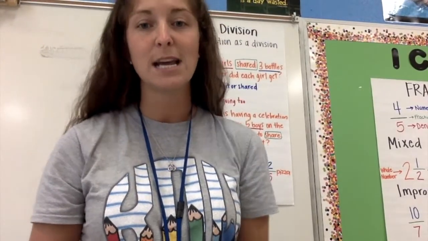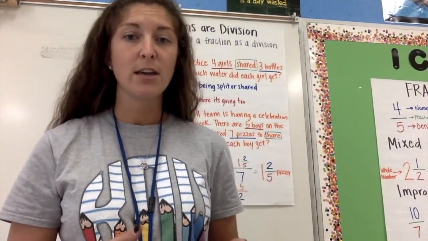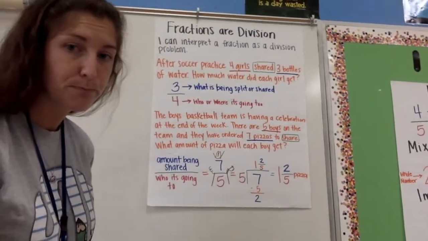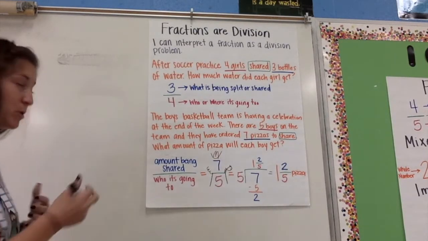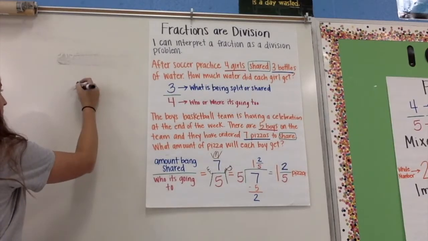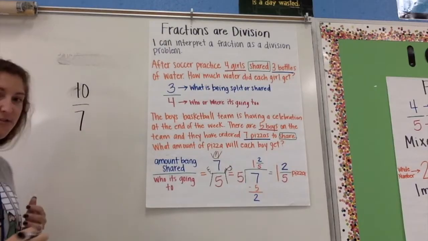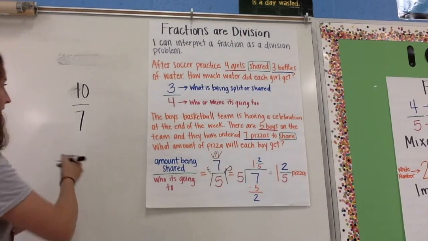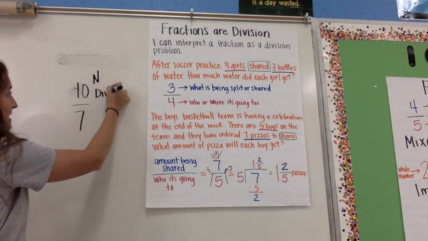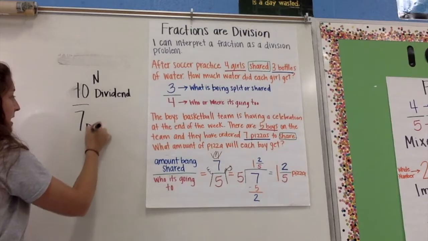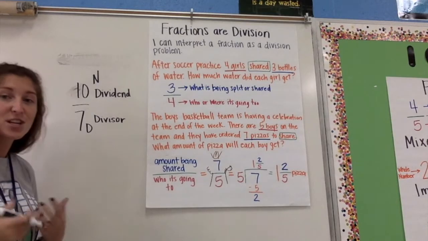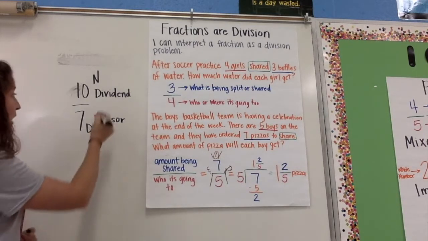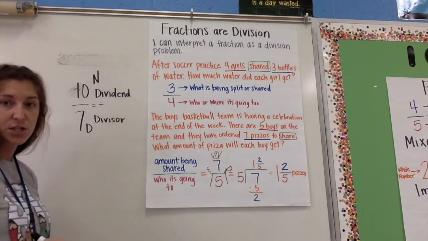When we talk about fractions as division, we're really going to be talking about how do we set up a fraction as a division problem, and what does that look like in a word problem. So for starters, your top number of your fraction can also be known as the parts of a division problem. If I have that improper fraction 10/7, this is my numerator, but it's also my dividend. And this is my denominator, but it's also my divisor. The fraction bar is just a division sign, okay?